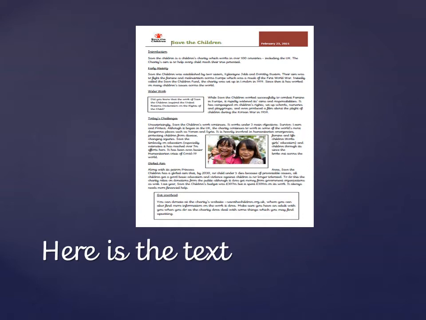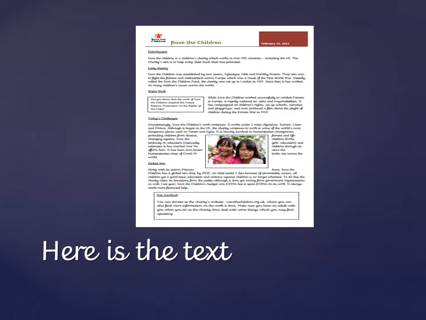Let's read it together. Introduction. Save the Children is a children's charity which works in over 1,000 countries, including the UK. The charity's aim is to help every child reach their true potential. Early history. Save the Children was established by 2 sisters, Eglantine Jebb, interesting name, and Dorothy Buxton. Their aim was to fight the famine and malnutrition across Europe, which was a result of the First World War. Initially called the Save the Children Fund, the charity was set up in London in 1919. Since then, it has worked on many children's issues across the world.